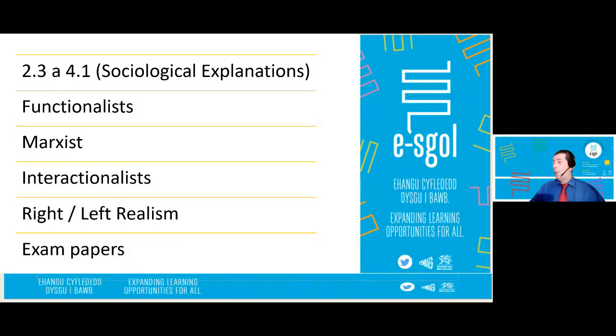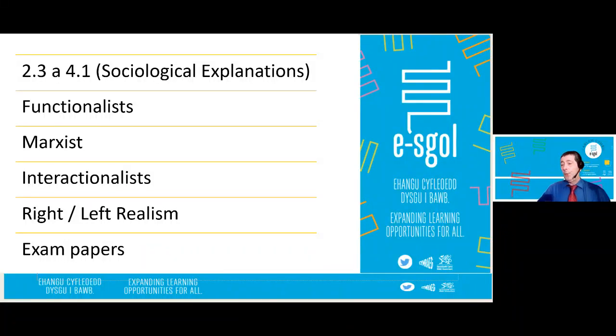So in these lessons, we focused on 2.3, which is sociological explanations of crime, and then pertinent, relevant parts of 4.1, which looked at the effects of the sociological explanations on the development of policies in the UK. In lesson 1, I looked at issues concerning 2.3. We looked at the functionalists and the Marxists and the interactionist theories of criminality.